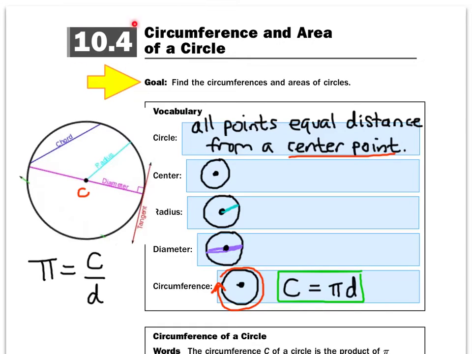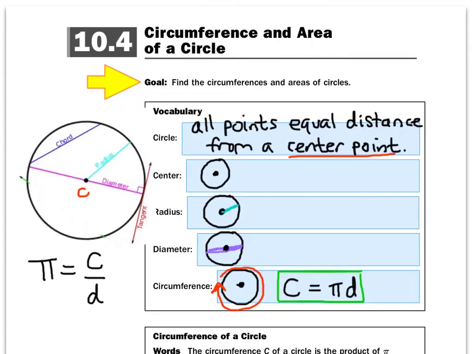Hello, you guys. Let's talk about Chapter 10, Lesson 4, Circumference and Area of a Circle. Our goal is going to be to find the circumference and areas of circles. So to understand a circle, you really have to understand some vocabulary. A circle is formed by all the points equal distance from a center point.